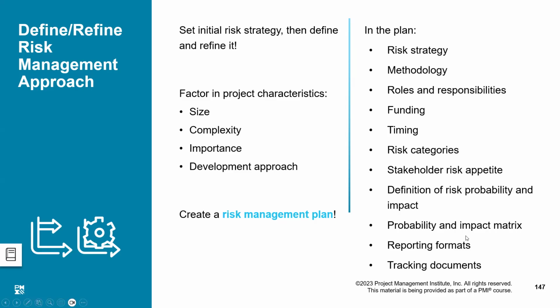And stakeholder risk appetite. It is not only the stakeholder, this is the collective risk appetite. And anything which is within the appetite will not be considered as a risk. Anything which is beyond the appetite would be considered as a risk and will enter into the risk register. What is the definition of risk probability and impact from your point of view? How can probability and impact help us design our way out of the risk? What are the various reporting formats related to risk-related activities? And how do we track these documents?